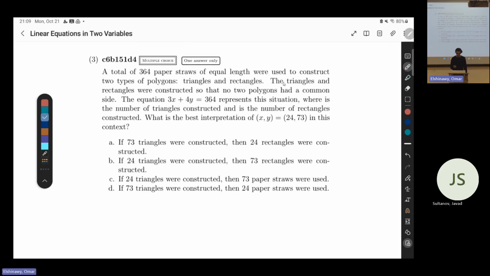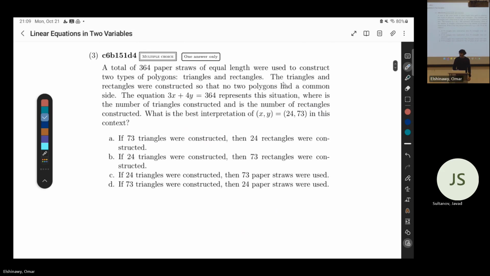Maybe I'll change the color. I don't know why I was using red all this time. Then we have this problem. Most of the SAT math word problems are just about interpretation. It's not really about your mathematical ability.